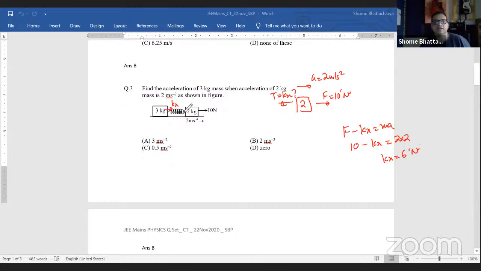On this Kx will be acting like this. So this will have an acceleration, say something else, A prime. So the 3 kg block, it has spring force of 6 newtons and some unknown acceleration A prime. So you can find out that unknown acceleration. Okay. So Kx will become equal to, say this. So A prime will become 2.